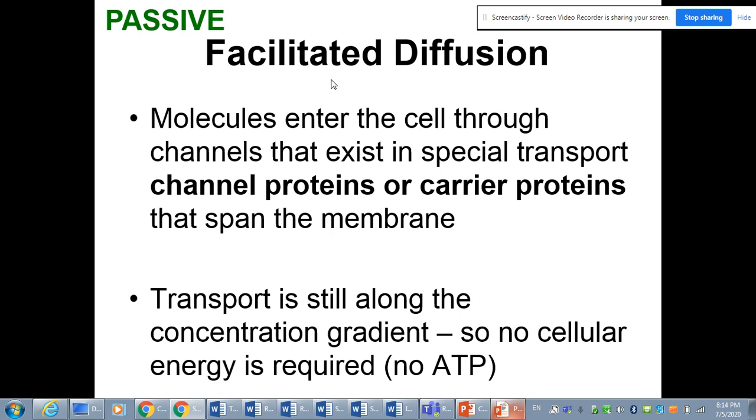So again, facilitated diffusion. The term facilitate means to help. The idea here is that these solutes cannot move across the cell membrane on their own, even though they're still moving along their concentration gradient and do not require energy. They are either too big or they have a charge. Those are the reasons why they can't pass through just in between the phospholipids of the bilayer.